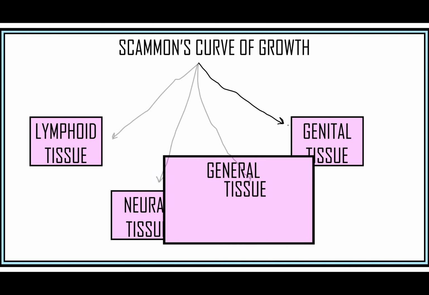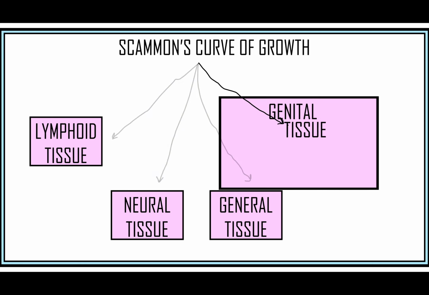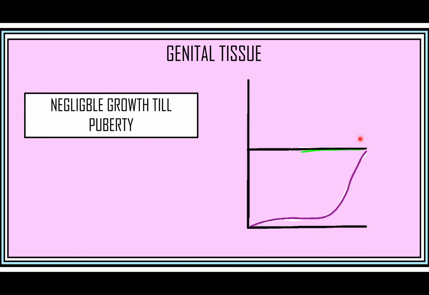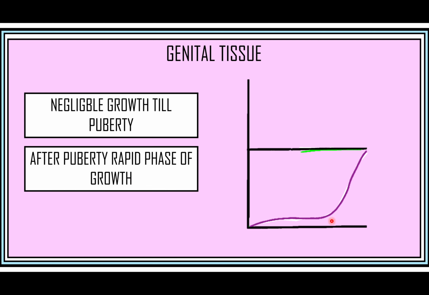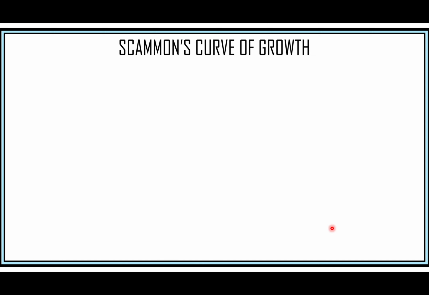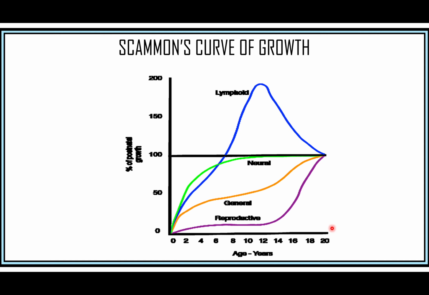And now we will talk about genital tissue. This is the growth curve for genital tissue. There is negligible growth till puberty, and after puberty a rapid phase of growth occurs, as you can see there. So at this time we talk about the Scammon curve of growth.